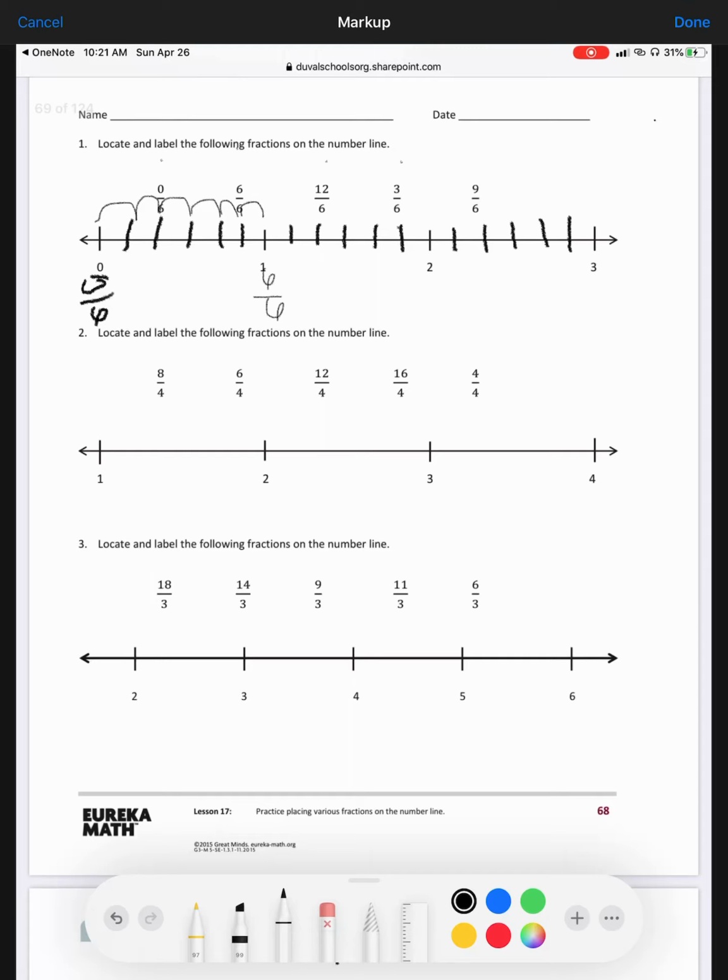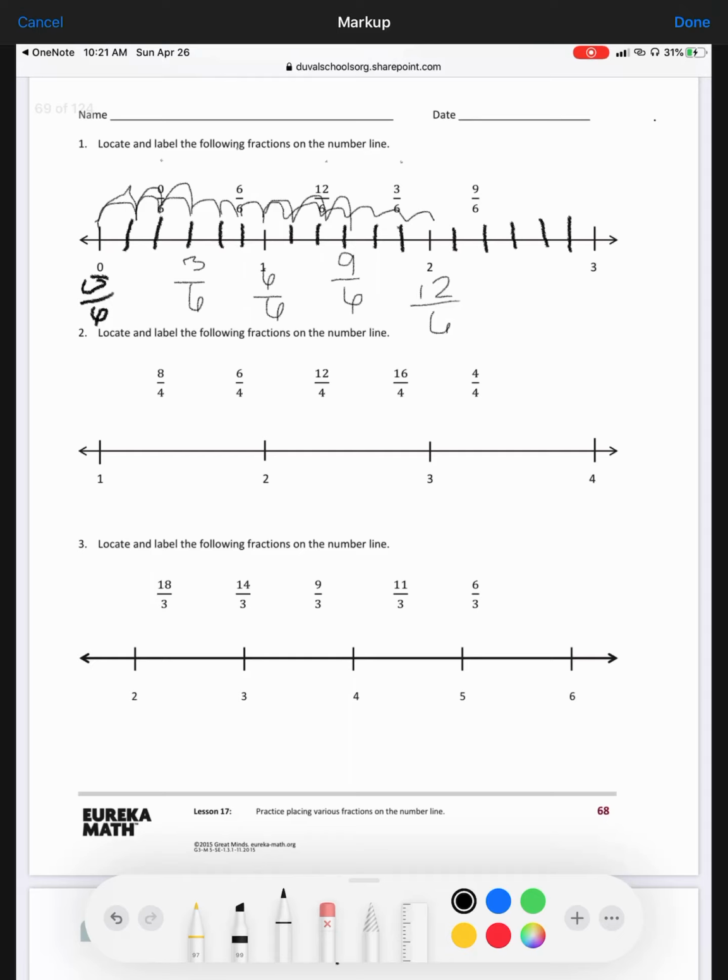12/6. Well, I'm at 6/6 here. 7, 8, 9, 10, 11, 12. So this is 12/6. 3/6. Starting at 0, 1, 2, 3. This is going to be 3/6. 9/6. Well, if 6/6 is right here at 1, 6, 7, 8, 9. 9/6 is going to be right here.